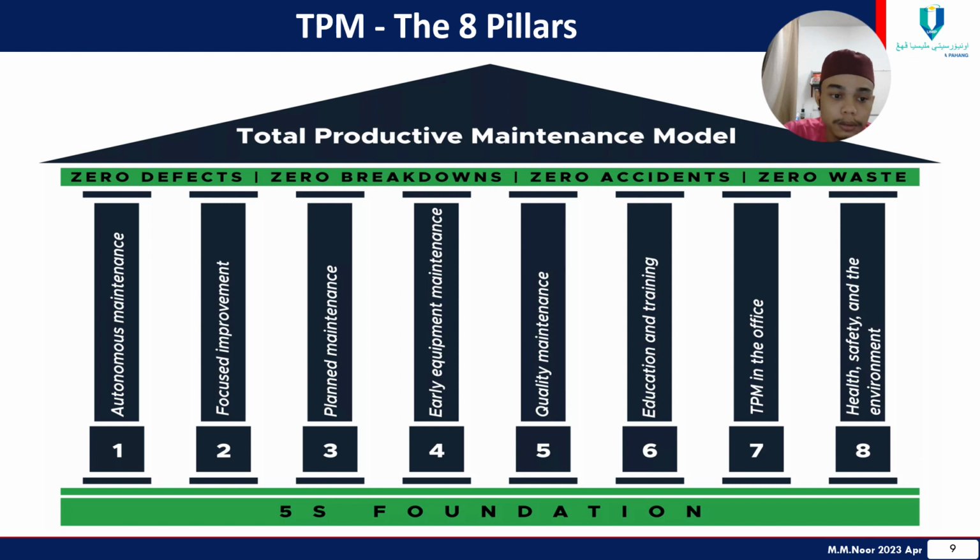First pillar is autonomous maintenance. Second, focused improvement. Third, lean maintenance. Fourth, daily equipment maintenance. Fifth, quality maintenance. Sixth, education and training. Seventh, TPM in administration. Eighth, safety, health and the environment.